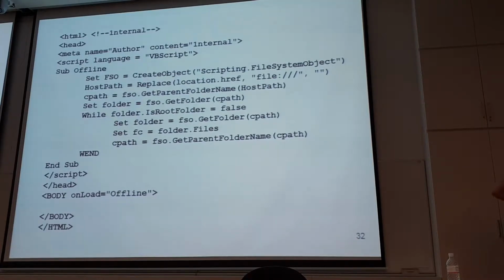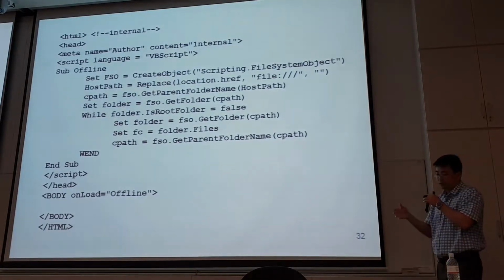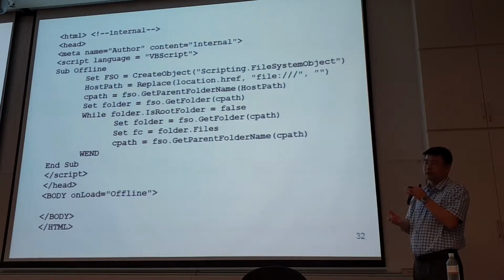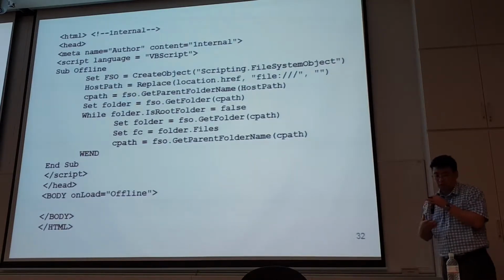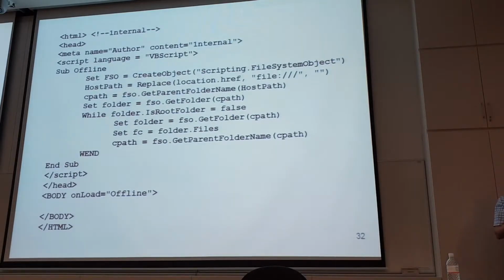This example will first check whether the user is running an offline page or not. If it is an offline page, then this VB script will try to go through all the folders from the current folder to the root folder. It will go through all those directories, and then infect all the other files inside the directories. So you can see it's quite easy to create such a piece of code.